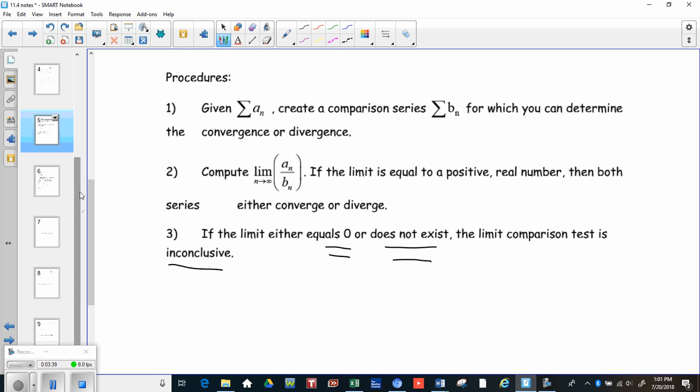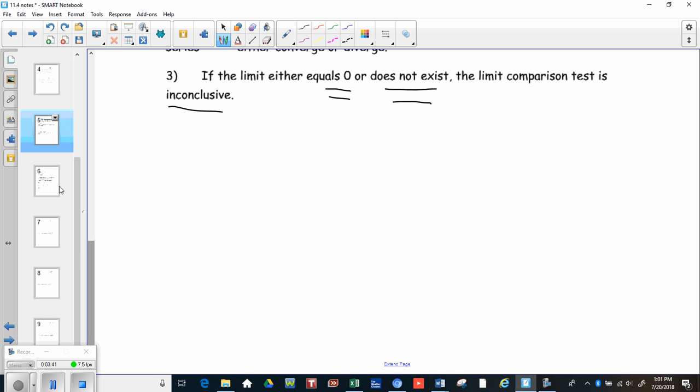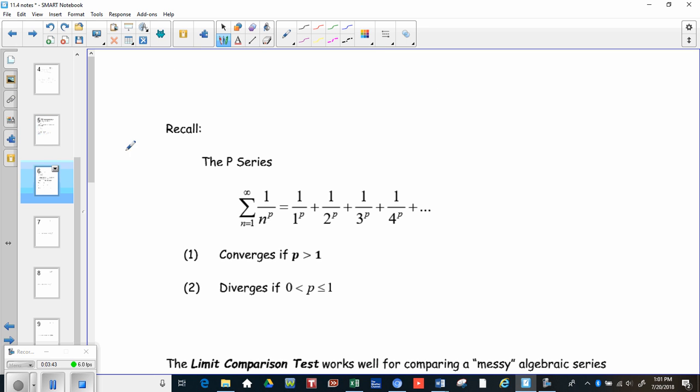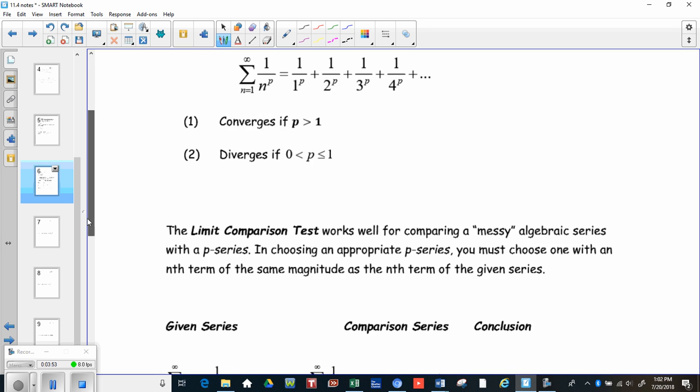All right, so let's go ahead and look. Here's recalling your p-series. Remember that if p is greater than 1, the series is convergent. If p is between 0 and 1, the series is divergent in that form. You will need to remember that.